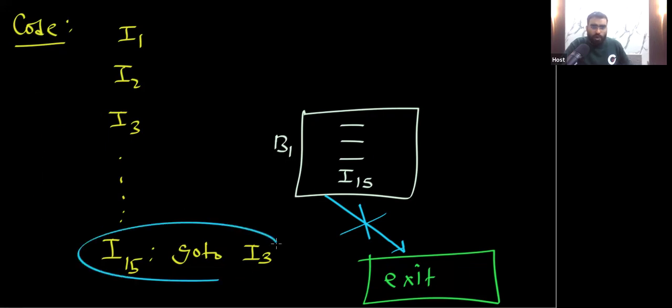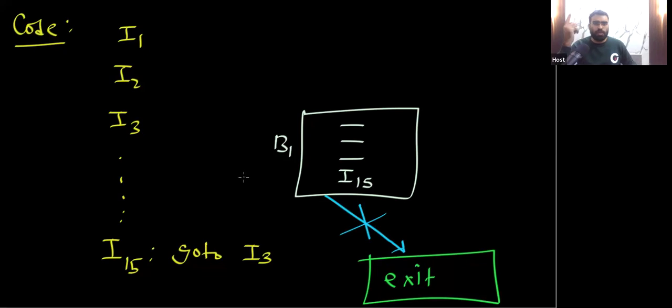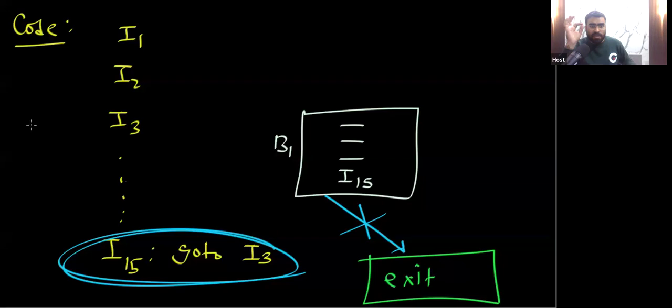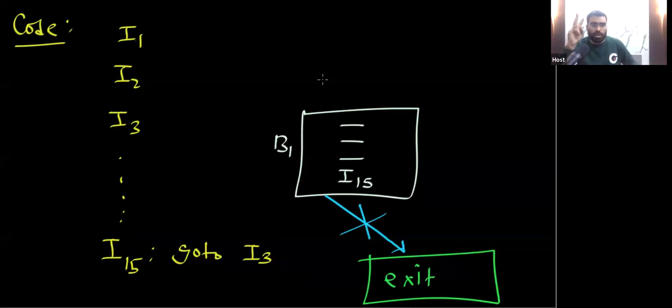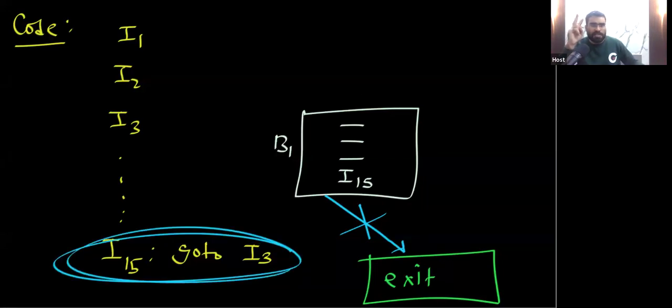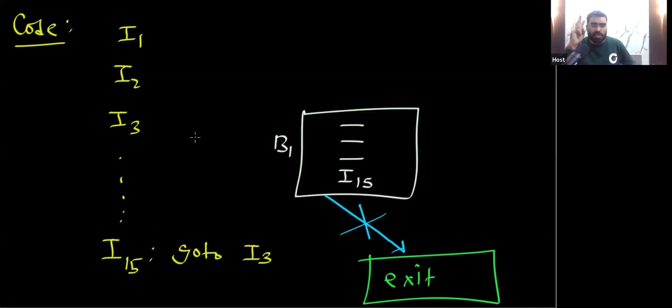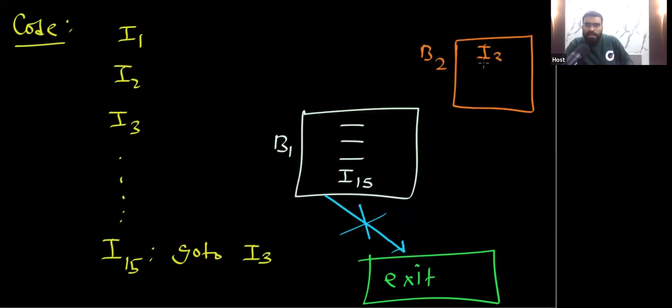I told you in the beginning, from an unconditional jump never put two edges. So this edge you don't have to put. Actually, there will be only one edge, and that edge will be to the basic block which contains I3. In this type of situation, only this edge will be there.